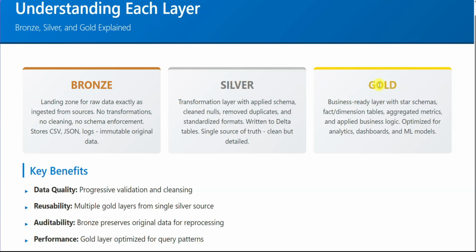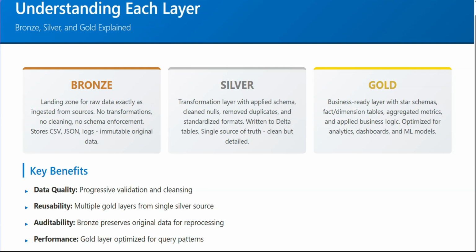Now coming to the gold layer. The gold layer is business-ready. You create a star schema with fact and dimension tables, aggregate metrics, apply business logic, and optimize for specific analytics tasks or use cases. So gold tables power dashboards, reports, and machine learning models. They are fast, structured, and purpose-built.